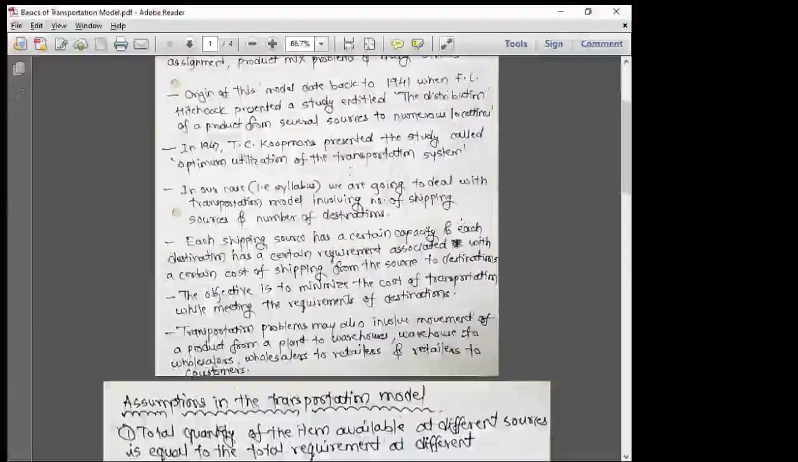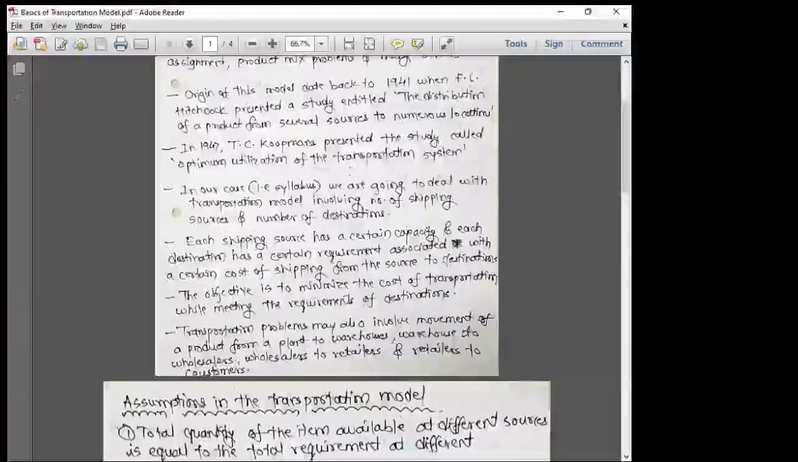Also, each destination will have a certain requirement. Even the destination won't have an infinite demand, right? If there were infinite demand, you would need infinite space, and you would have to manage all those resources infinitely at the destination point as well. So we have various shipping sources and various destinations, and the capacity of the sources is finite, and for the destinations as well, the capacity is finite, right?